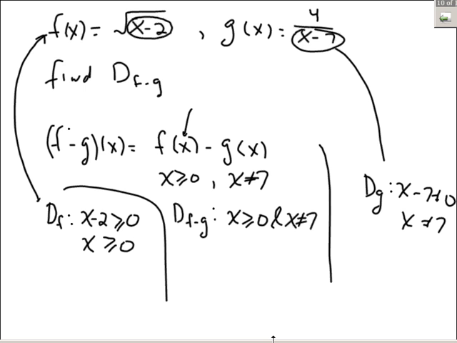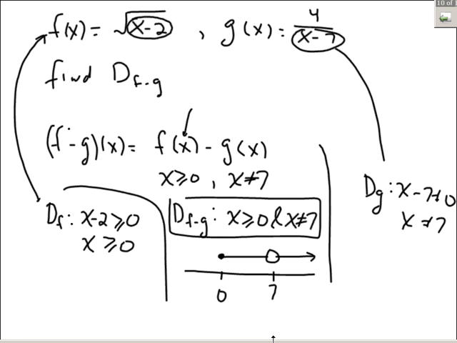If you wanted to put this on a number line, x can be 0 and above, except 7. That is, at 7, open circle. And that's your domain. This is your domain, I guess, algebraically. Here is your domain using a number line.